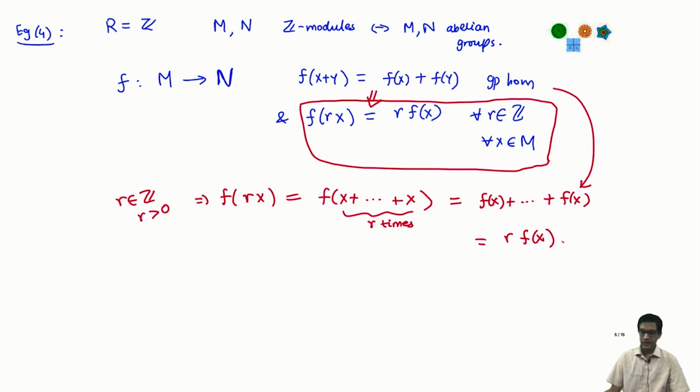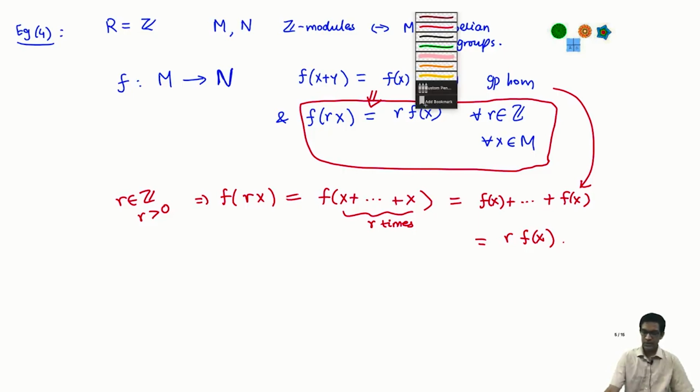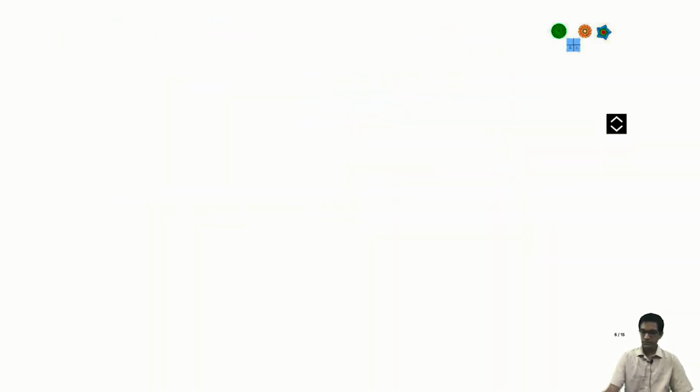So what this really says is, recall a Z module is essentially the data of just the abelian group. The scalar multiplication is defined in terms of the addition. And for homomorphisms, a similar thing holds. A homomorphism of Z modules is just a homomorphism of the underlying abelian groups. The compatibility with respect to scalar multiplication just follows naturally as a corollary. So that's the fourth example.